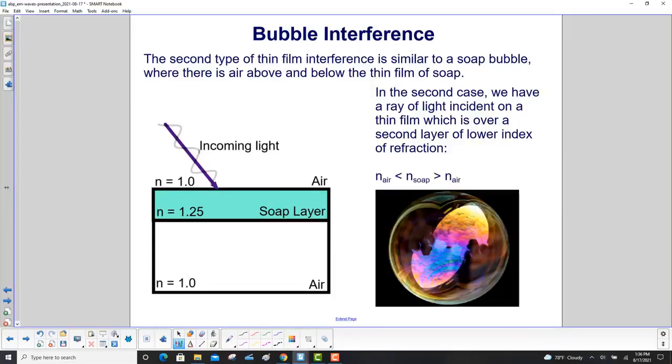The second type of thin film interference is similar to a soap bubble, where there is air above and below the thin film of soap. In this case, we have a ray of light incident on a thin film which is over a second layer of lower index of refraction. So n air is less than n soap, which also means that n soap is greater than n air. So you're going from n equal 1 to 1.25, then back to 1.